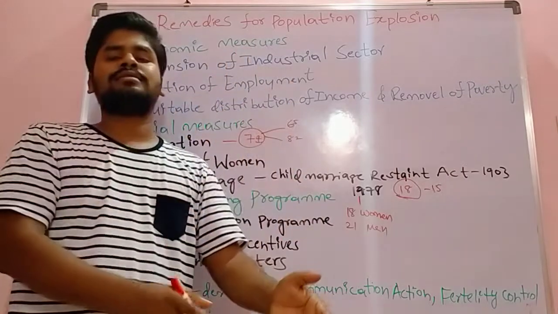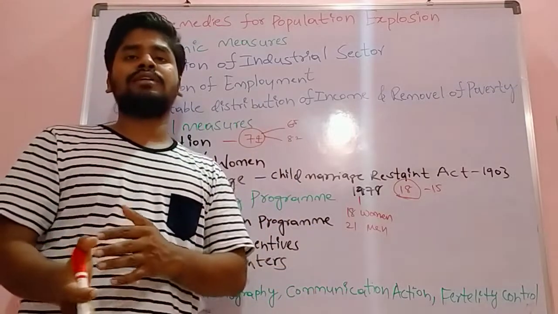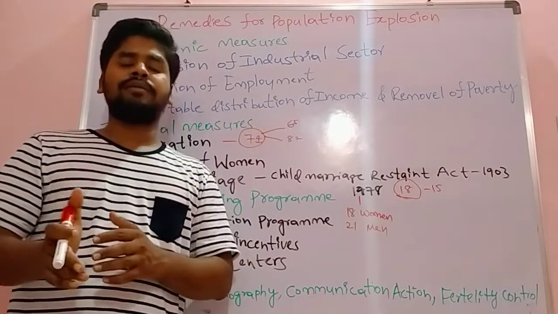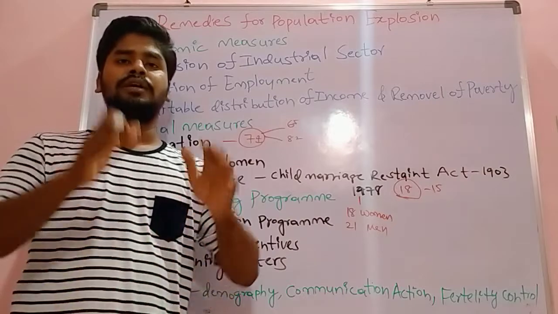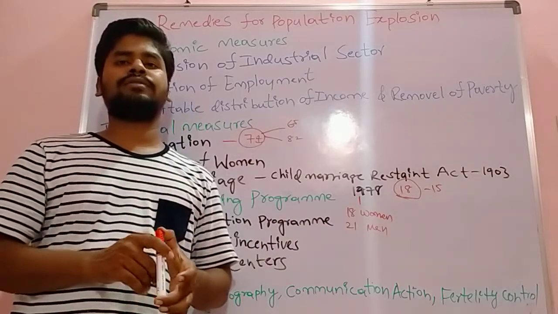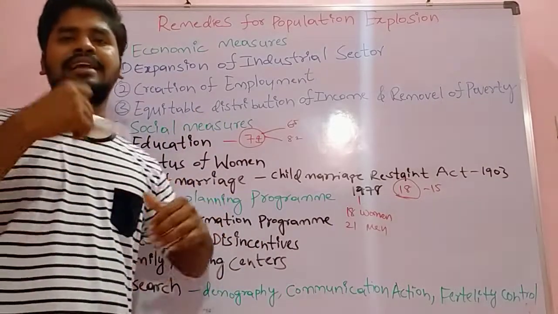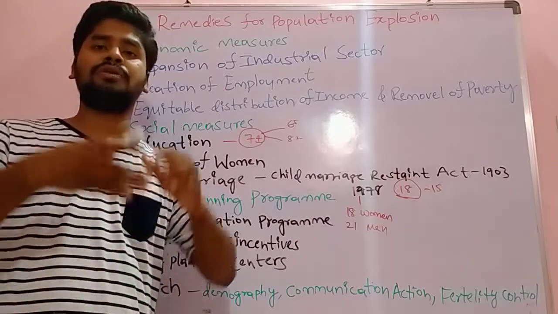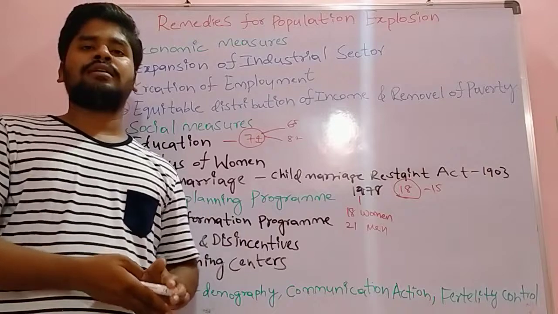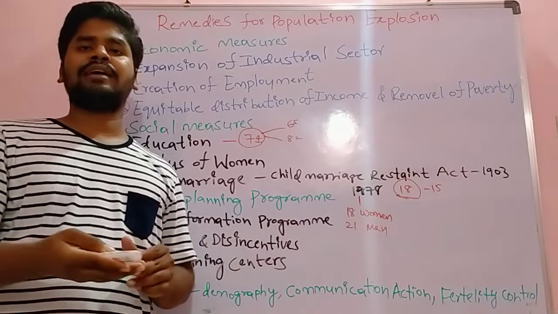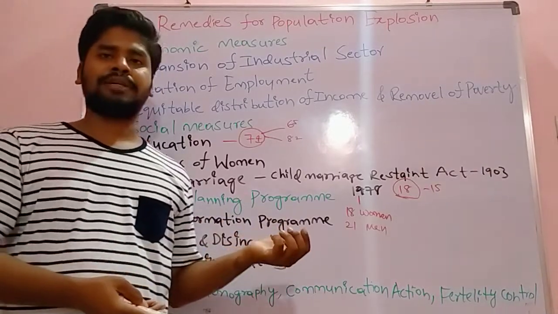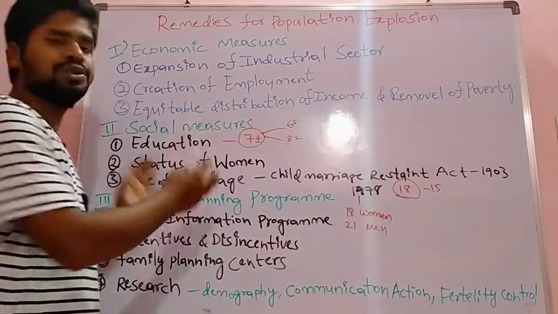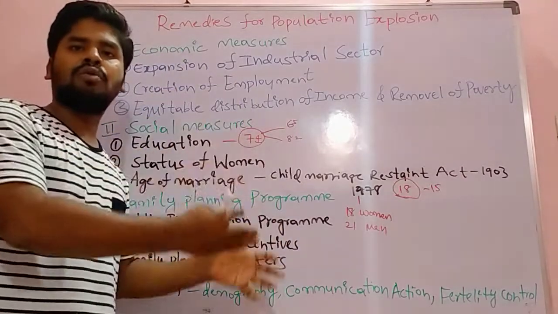When the girl is treated equally with the boy child, there is a possibility of better standards of living, equality and opportunities in every perspective. There is a progressive society economically, socially and in all aspects. So these are the social measures which can control the population.